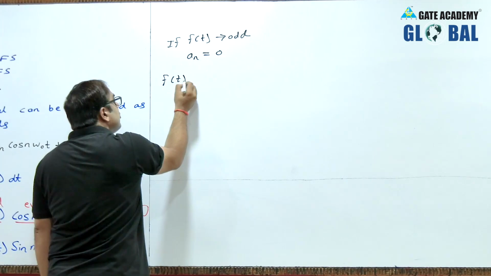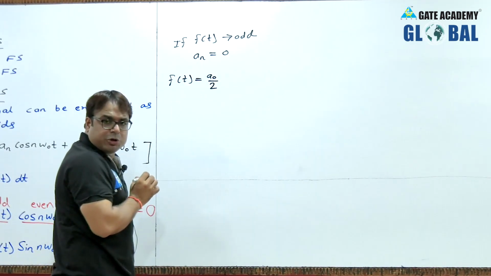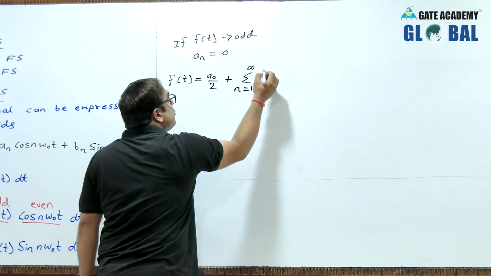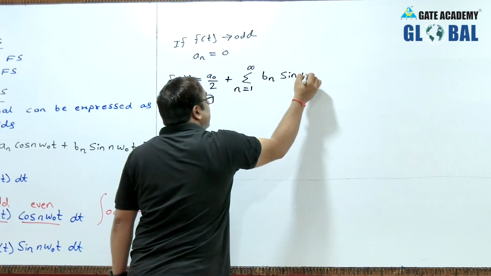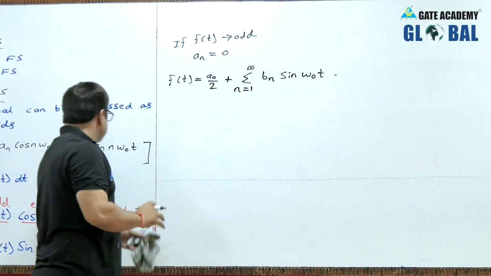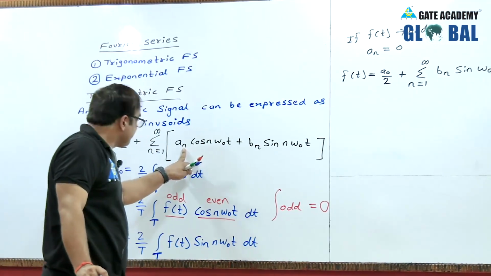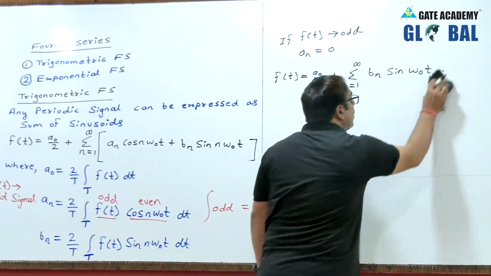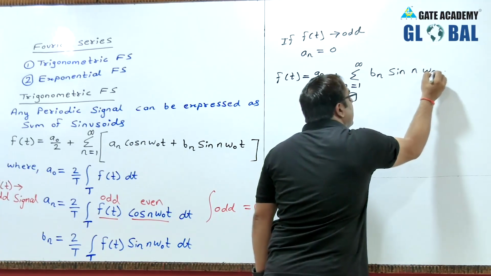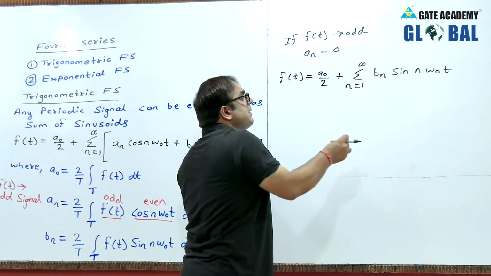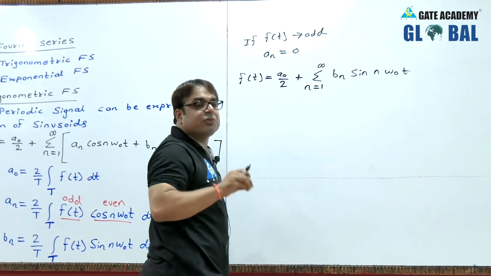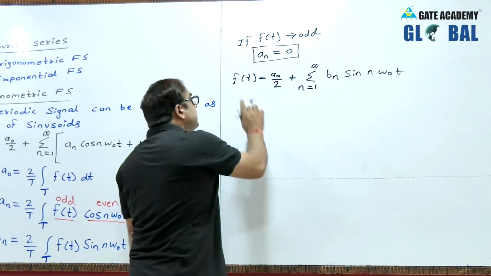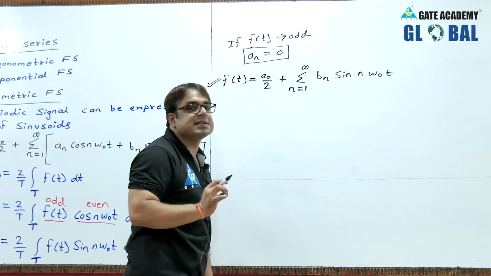It means f of t will be equal to a naught upon 2 plus summation n is equal to 1 to infinity, an is equal to 0, so this will become bn sine n omega naught t, like this. See, this an becomes 0, so this summation contains only bn sine n omega naught t. So I will make a small update here. This will be sine n omega naught. So this will save us time of solving expression of an. Now I don't need to solve the expression of an, it will become 0. And this will be the resultant trigonometric Fourier series.